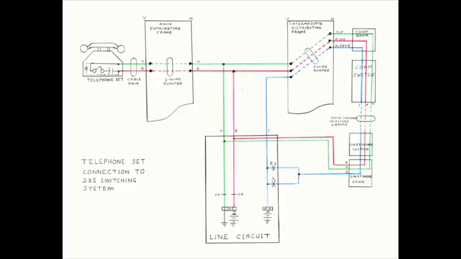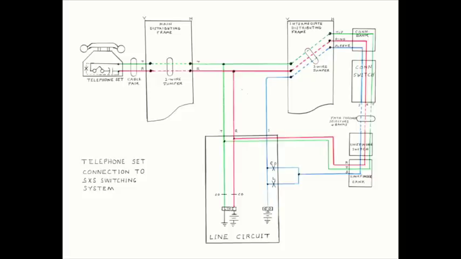However, not every station has its own line circuit. Some telephone lines serve more than one station. For example, there may be 2, 4, 8, or even 10 stations all sharing the same line circuit.